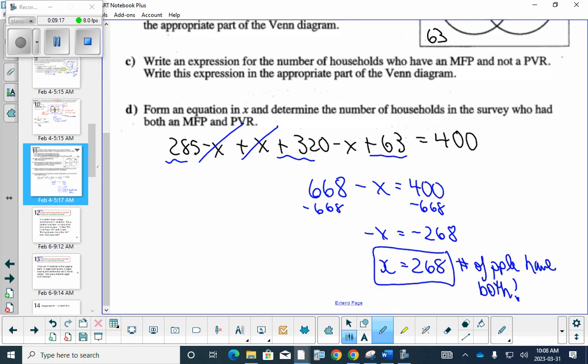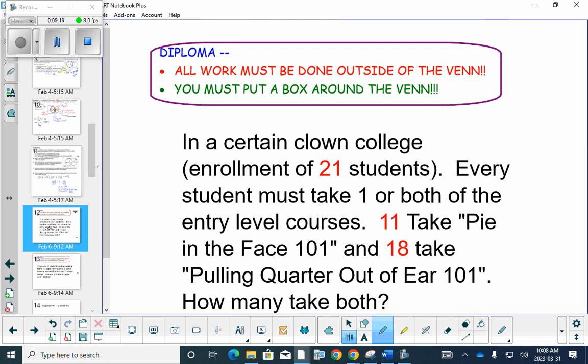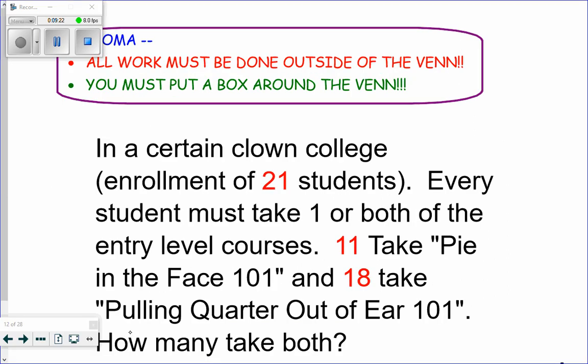Okay. I handed out this sheet yesterday. There were 2 questions on it.